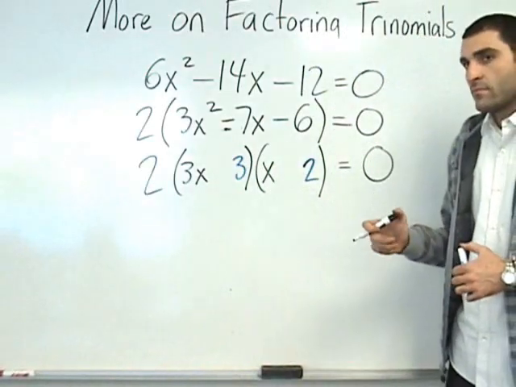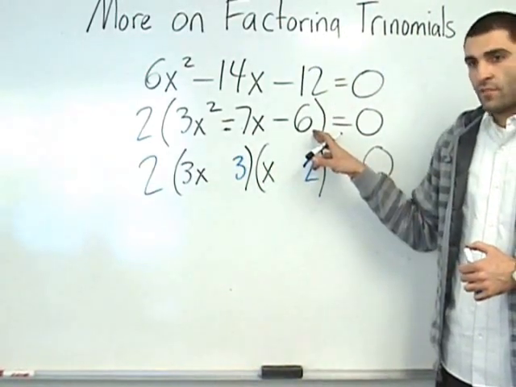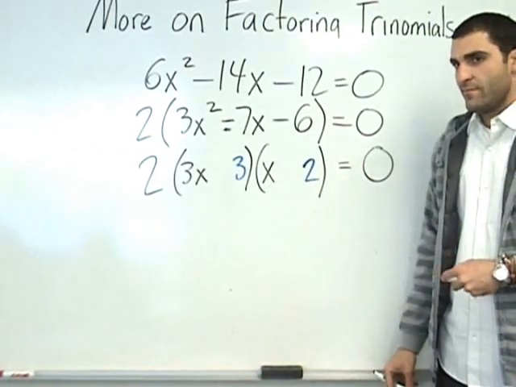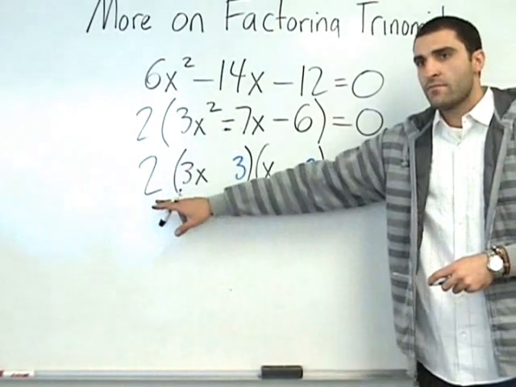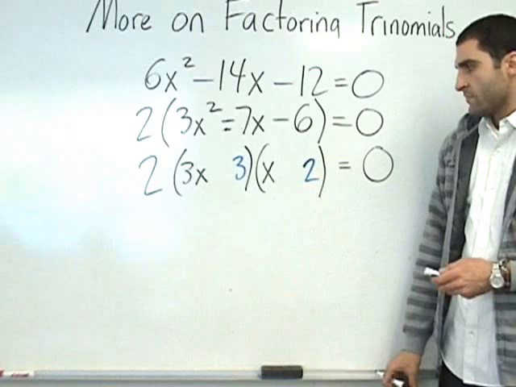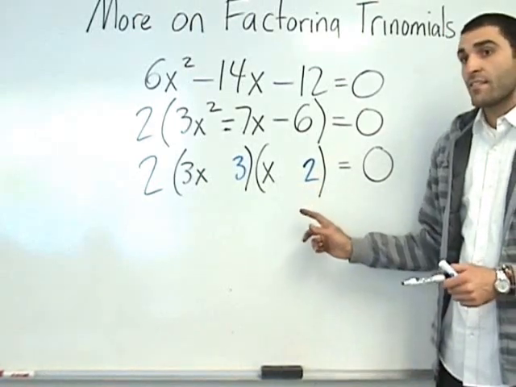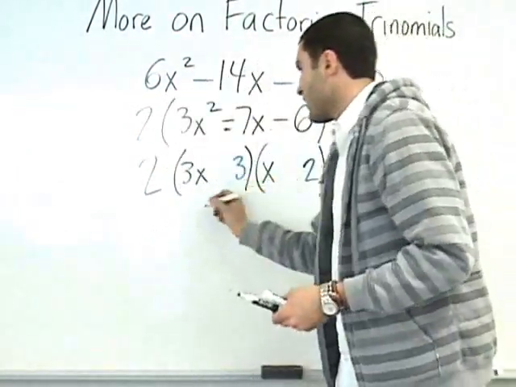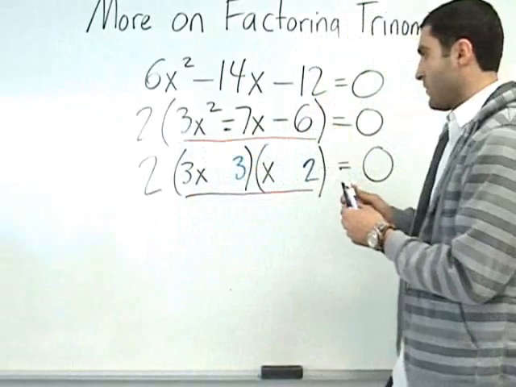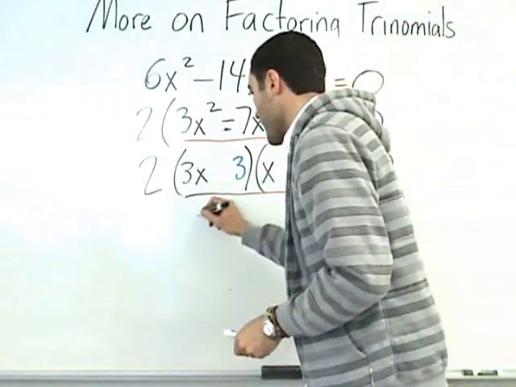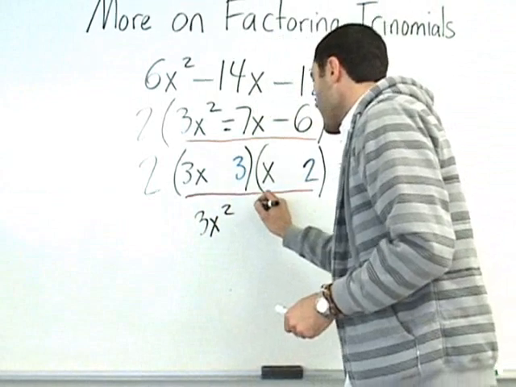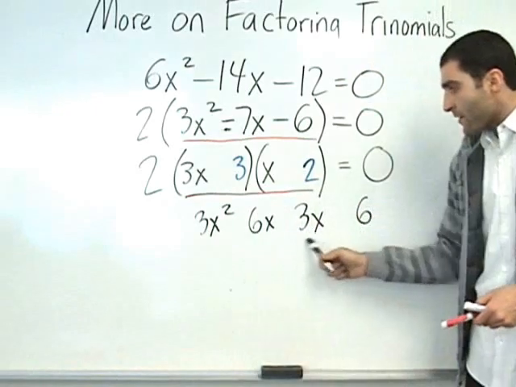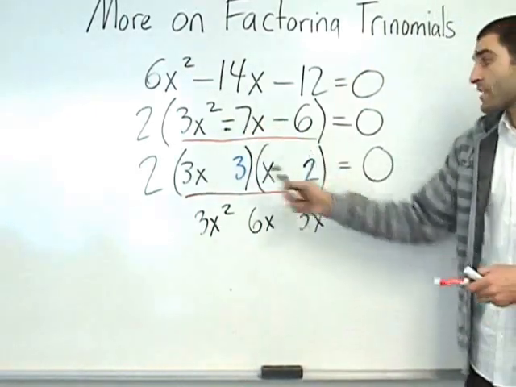Okay, trying 3 and 2. So FOIL. With this 2, keep it alone. Okay, but then 3 and 2 and 7. Let's see if it works. Foil the middle. 3x squared, 6x, 3x, 6. Can these somehow combine to make 7? No. So it's not 3 and 2.